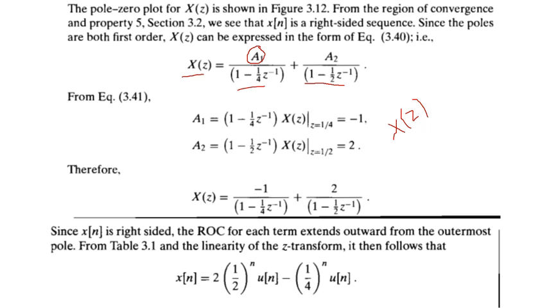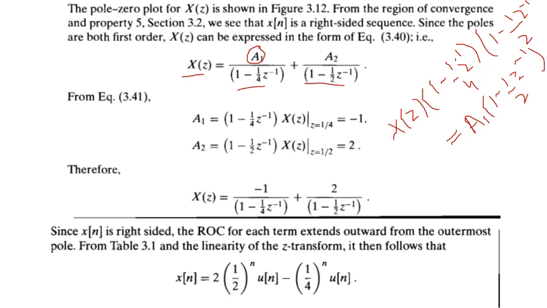So for example, we can multiply X(z), multiplying both sides, with (1 minus 1/4 z inverse) into (1 minus 1/2 z inverse). This is equal to a1 into (1 minus 1/2 z inverse) plus a2 (1 minus 1/4 z inverse). Okay, this was X(z). So what we did, we multiplied this whole equation with this denominator.